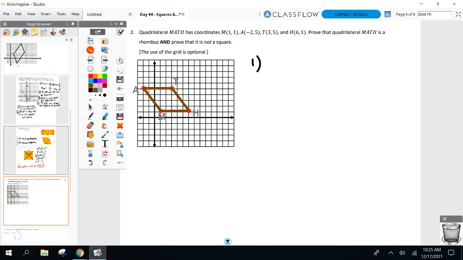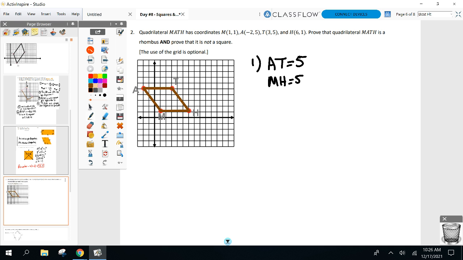Can I just count how long AT is? You don't need distance to do that one. How long is AT? 5 units? Count it. That's what I mean by you don't need distance. MH, how long is it? 5. Done. Now you're going to have to use the distance formula on AM and TH though.